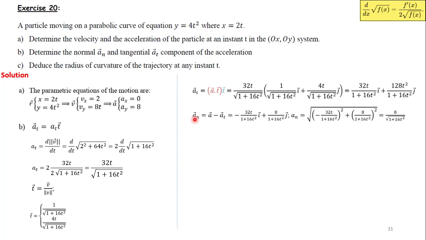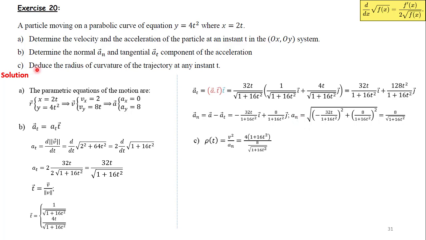Now an can be deduced from the total acceleration vector and from the tangential acceleration vector. So an is equal to a total minus a tangential. Do we have a total? Yes, we do. It's 0 along i plus 8 along j. So we can simply deduce an as a vector, and we can also deduce the magnitude of the normal acceleration.